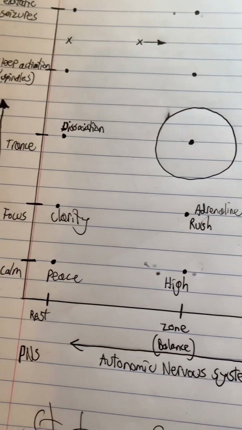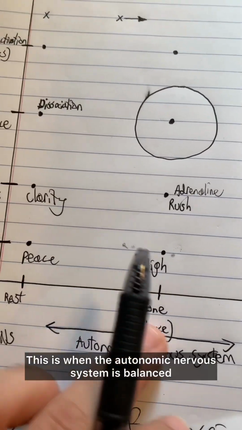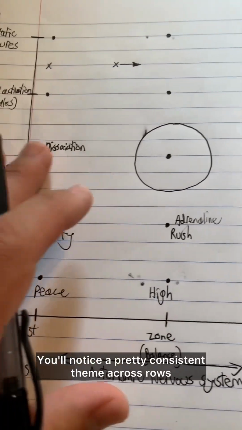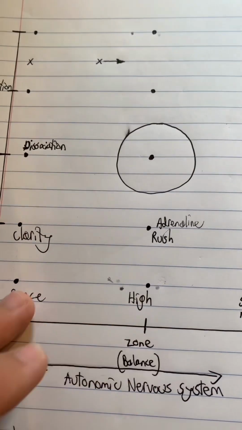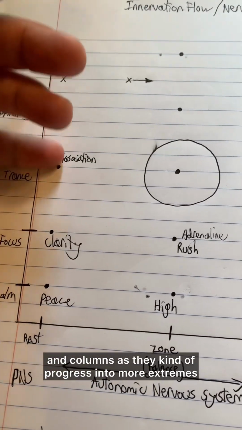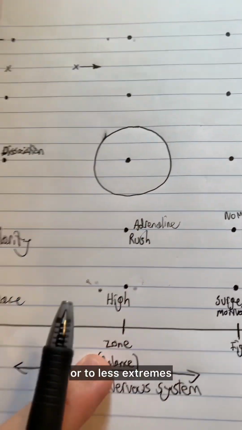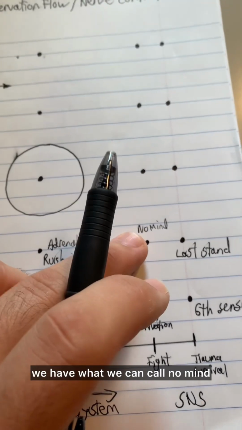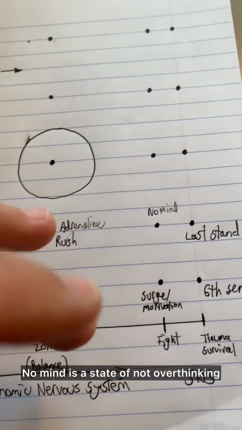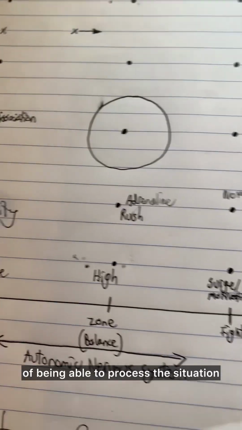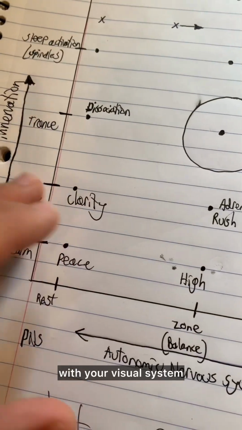It's adrenaline rush. This is when the autonomic nervous system is balanced and you're focused. You're in a rush. You'll notice a pretty consistent theme across rows and columns as they progress into more extremes or less extreme. In full fight mode, in focused visual system, we have what we can call no mind. No mind is a state of not overthinking, of being able to process the situation, again, more so with your body than with your mind, with your visual system.